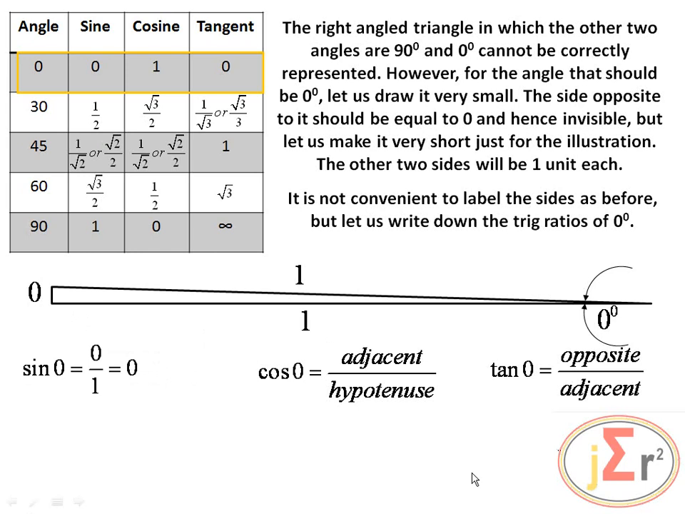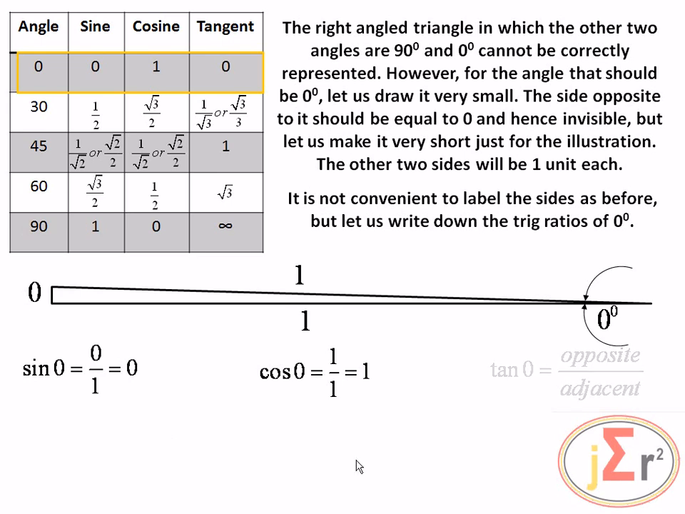What about cosine? Adjacent over hypotenuse. This is the hypotenuse. It is equal to 1, and the adjacent is also equal to 1. So what do we have? 1 over 1, which is equal to 1. And for the tangent, we have opposite over adjacent. We have 0 over 1. And that, no doubt, should give us 0.